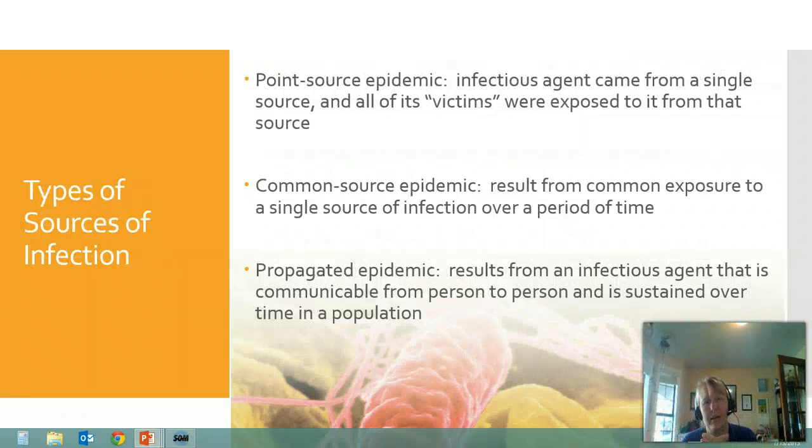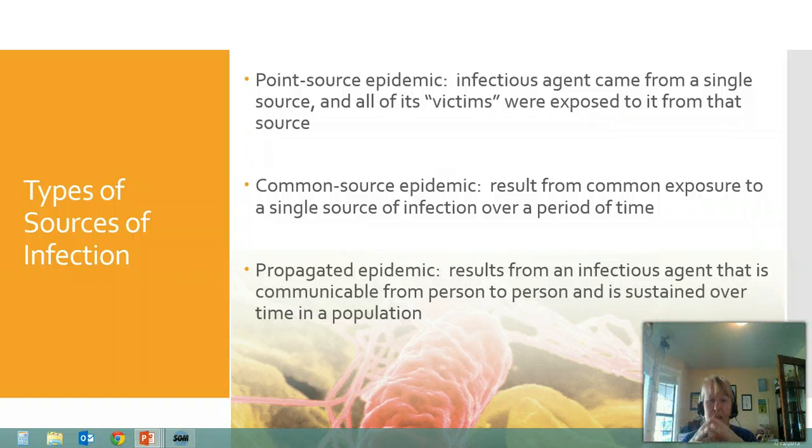Alright, so let's talk about the types of sources of infection. Whenever we start to see some kind of rise in disease, or we start to see frequency or prevalence numbers come up, this is where we start to talk about these different types of epidemics that could be happening. The first of these is a point source epidemic. This is where you have patient zero, or one single moment that exposed a whole bunch of people. This is called a point source epidemic.